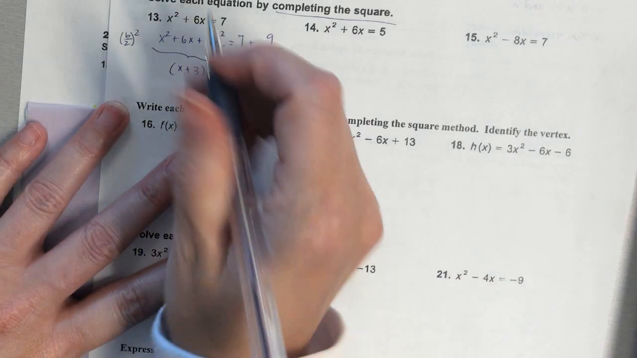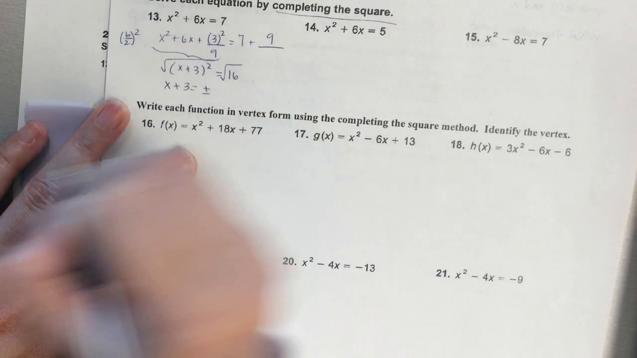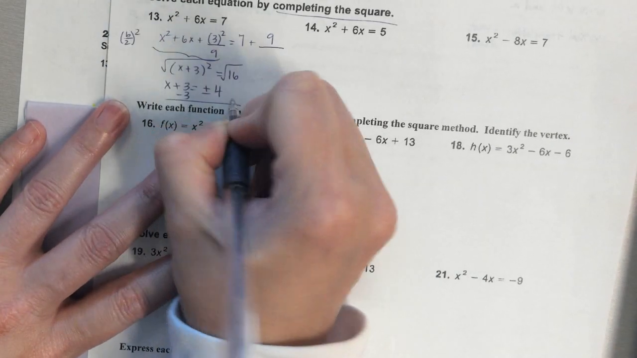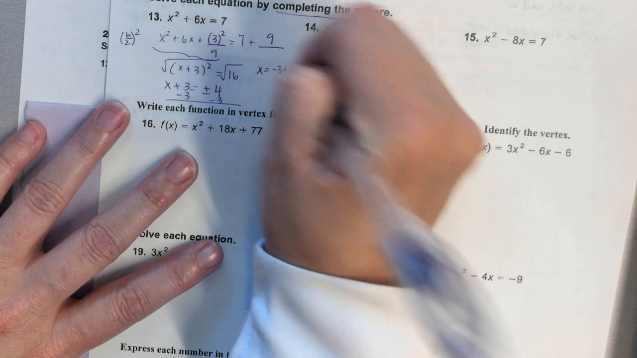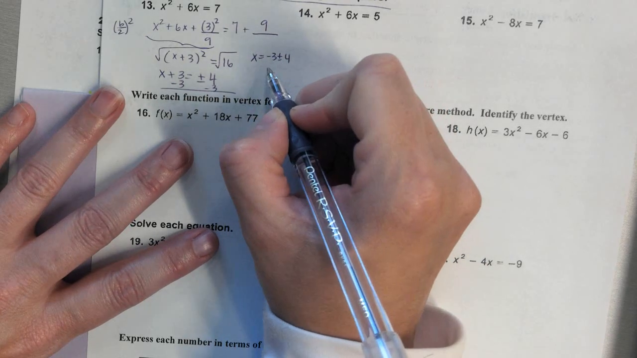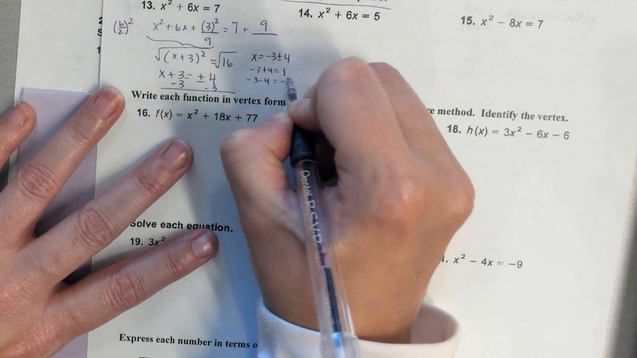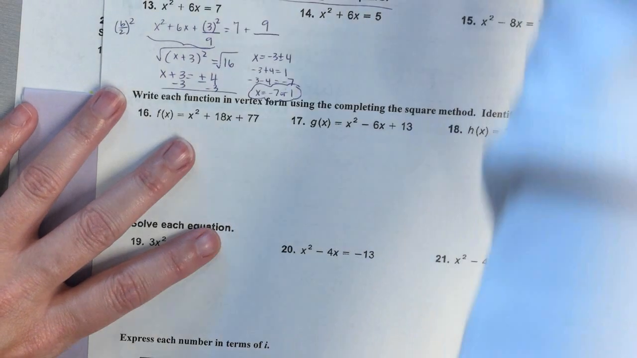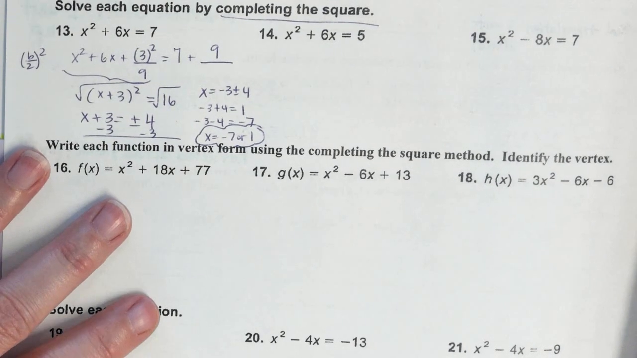Once I get here, to undo the power of 2, I take the square root, and then I want to remember to put the plus or minus when I take the square root. This will be plus or minus 4. So now when I subtract 3, this is x equals -3 plus or minus 4. I have to do those out because they're whole numbers. So -3 plus 4 is how I get the 1. -3 minus 4 is how I get the -7.